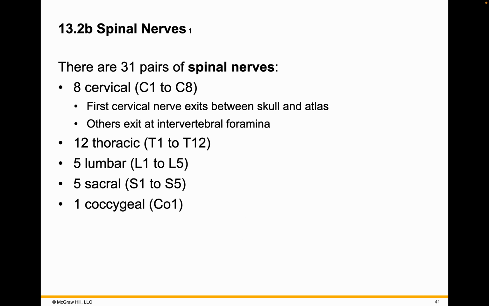There are 31 pairs of spinal nerves: 8 cervical, C1 through C8. The first cervical nerve exits between the skull and the atlas, and the others exit at the intervertebral foramina. There are 12 thoracic, T1 through T12, 5 lumbar, L1 through L5, 5 sacral, and 1 coccygeal.